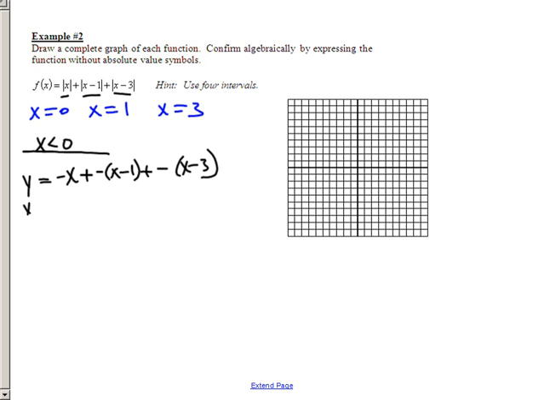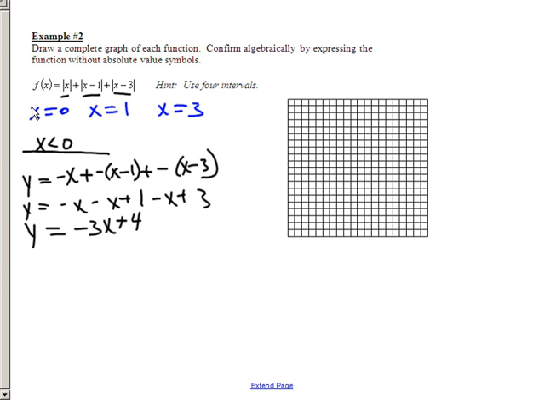And if we distribute and collect like terms, we get something that looks like -3x plus 4. That's the first piece of this puzzle. It would be graphed in black.